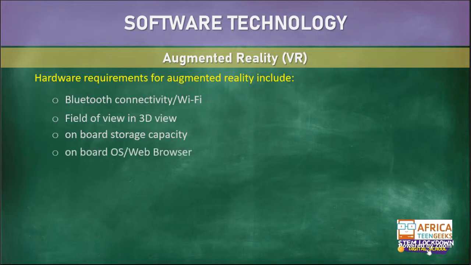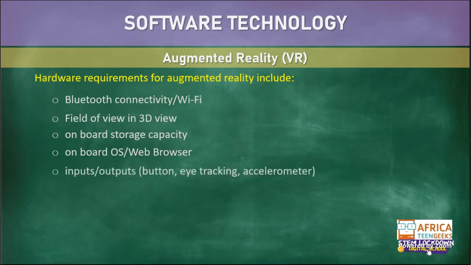Number four, an onboard operating system and web browser. A browser is needed as well. And then inputs and outputs, that is the buttons, the eye tracking. And if it's for games, you need joysticks, then you need an accelerometer. All these are input devices.